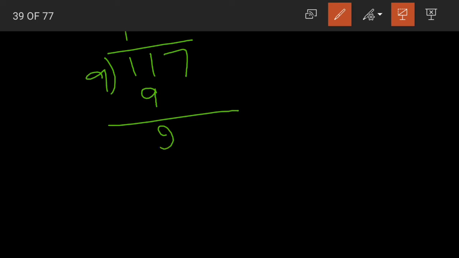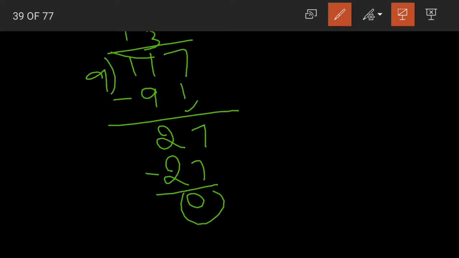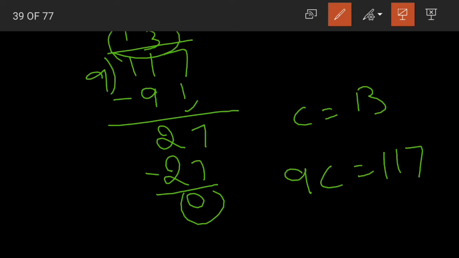Let us do the same thing here. 117 divided by 9. 9 ones are 9. When we subtract 2 will be our answer. 7 brought down. 9 3s are 27. When we subtract 0 will be our remainder. What is it? 13. C is equal to 13. 9C is equal to 117. C is equal to 13.